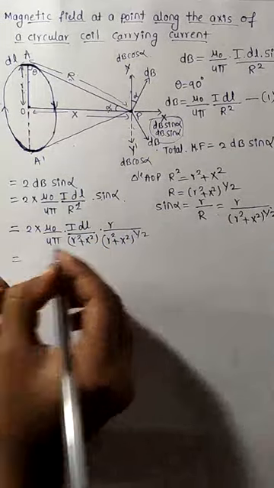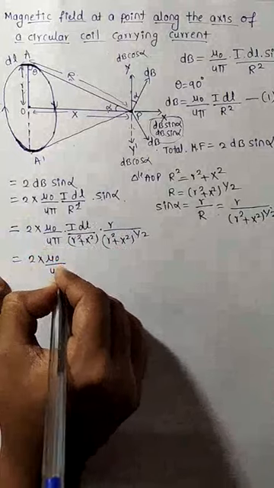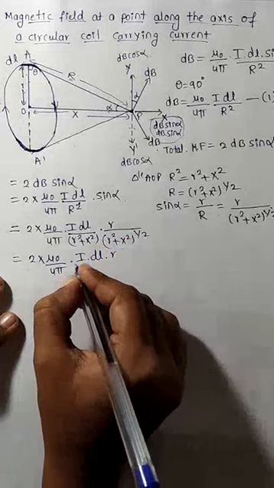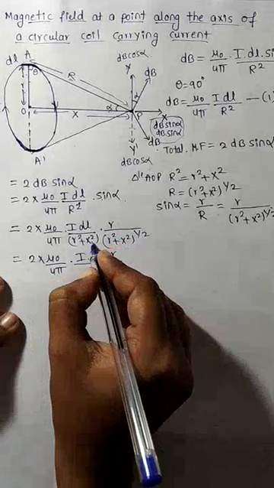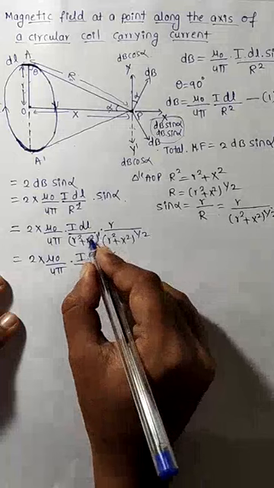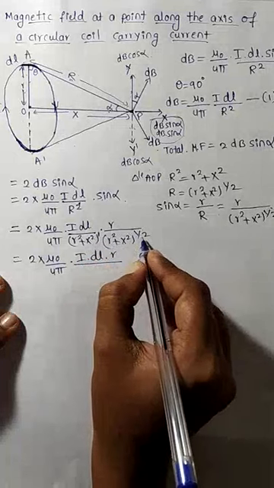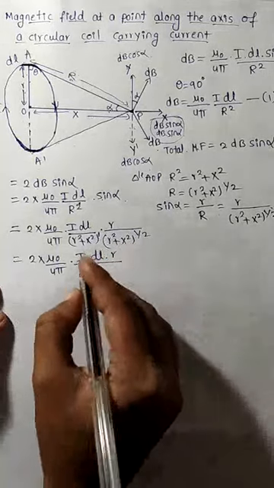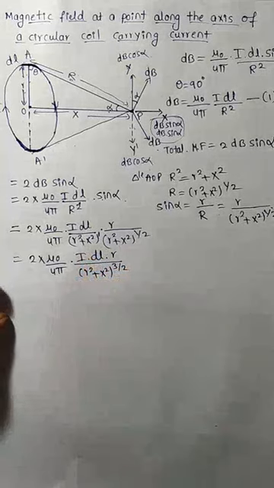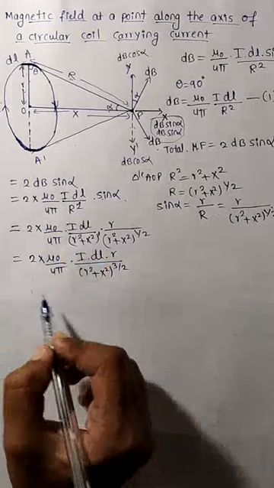Now let's solve this one. We will get 2 into mu naught upon 4 pi into I dl into r, I will keep as it is, whole divided by (r square plus x square) raised to 1 here, and here (r square plus x square) raised to 1 by 2 is there. So 1 plus 1 by 2 is nothing but 3 by 2. So solving this we will get (r square plus x square) raised to 3 by 2, you got the equation. So this is the equation we got.